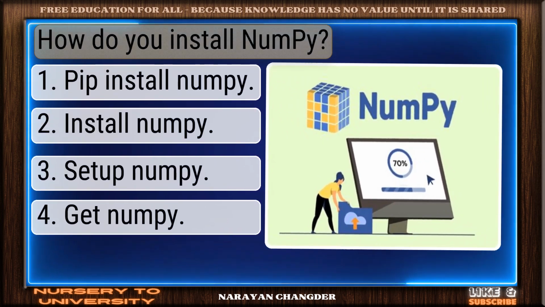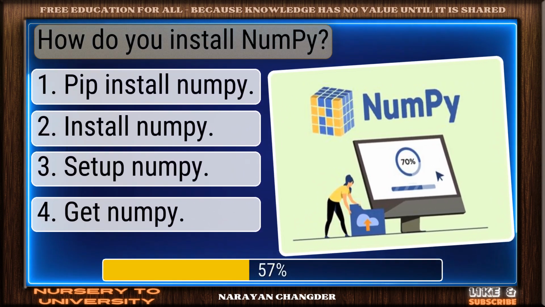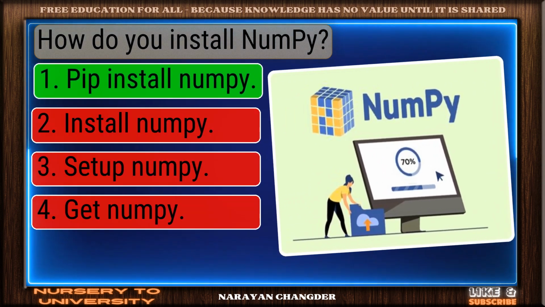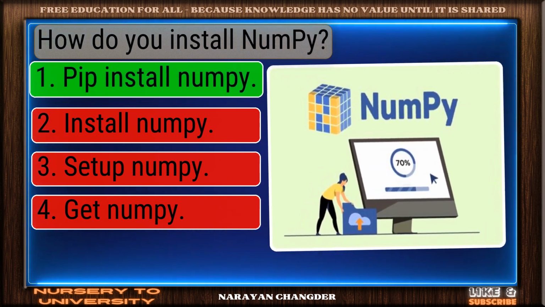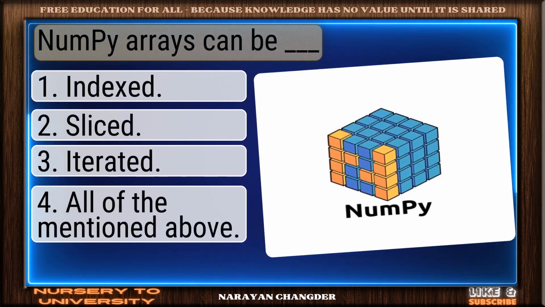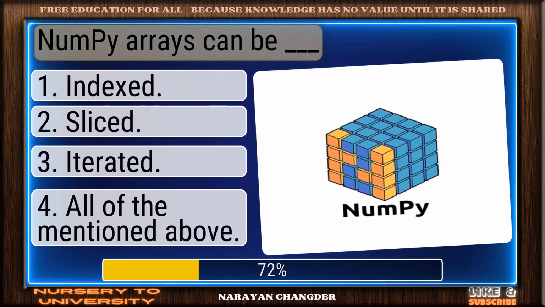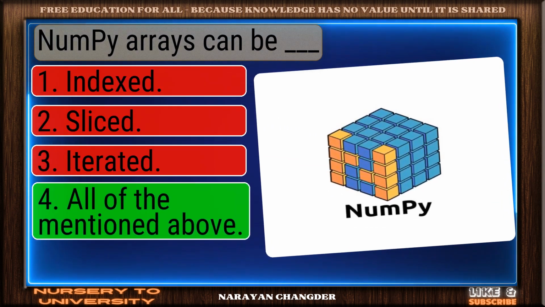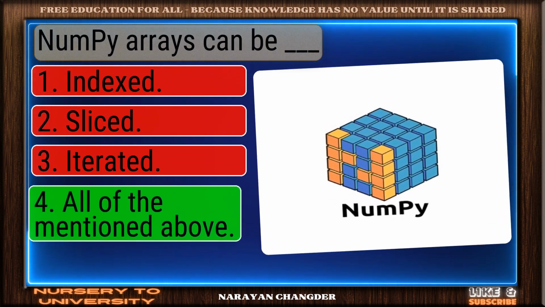Question number 69. How do you install Numpy? Good thinking. Pip install Numpy is the right answer. Question number 70. Numpy arrays can be dash. You're right. All of the mentioned above is the correct answer.